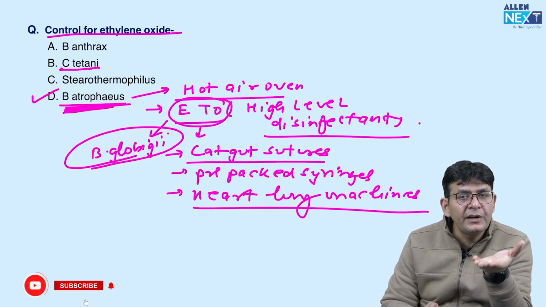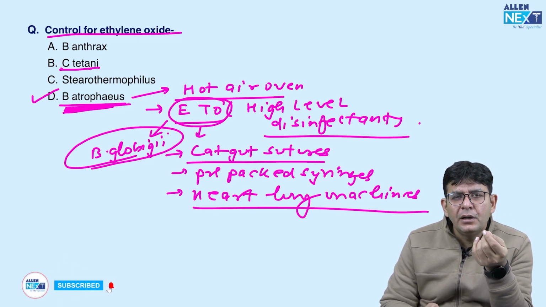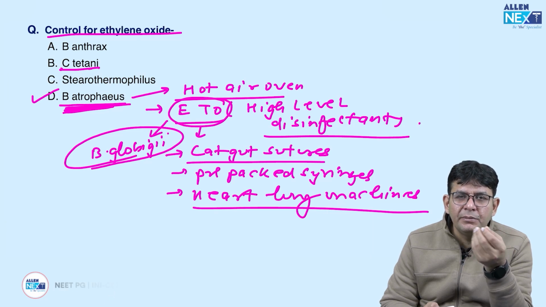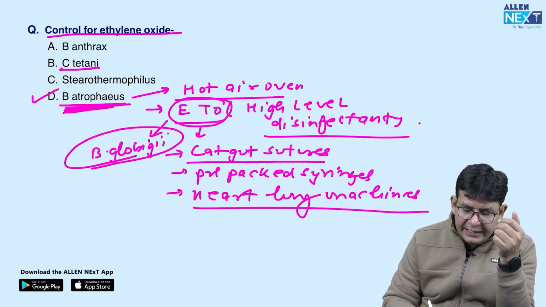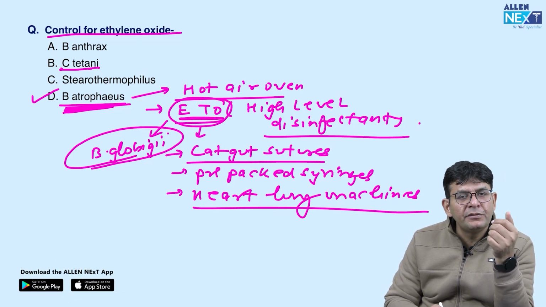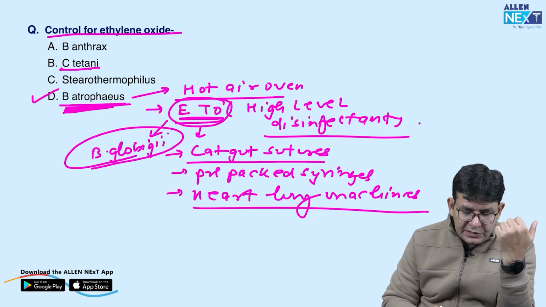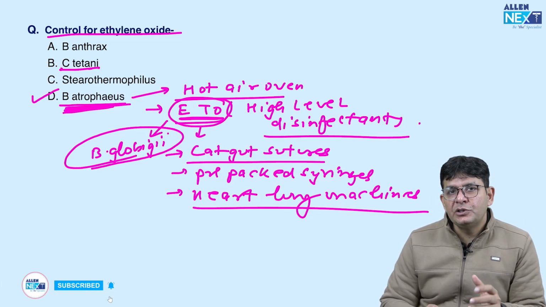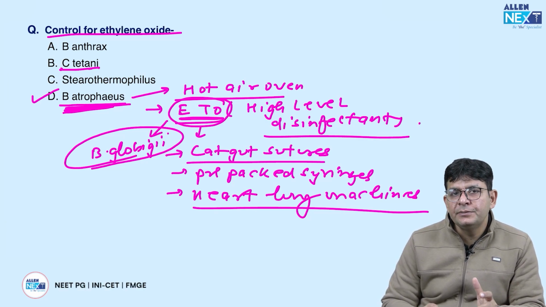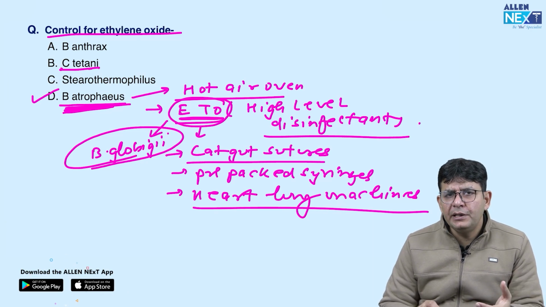For filtration, I just told you, a tough name is Brevundimonas diminuta and Serratia marcescens. And for this ETO, you should know that it is globigii and atrophaeus, both it can be. And stearothermophilus is for plasma sterilization and autoclave. This is the biological indicator, the control for ethylene oxide, which is very commonly used in hospitals.